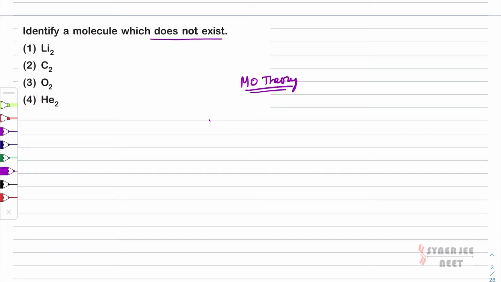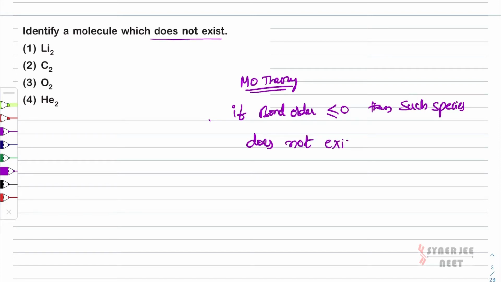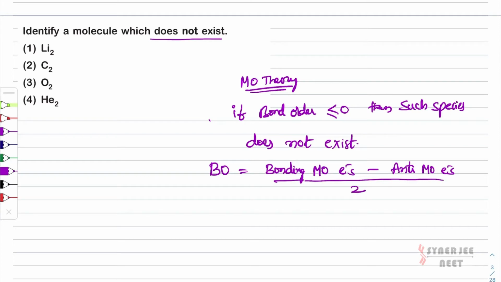MO theory says if bond order is less than or equal to 0, then such species does not exist. What is the bond order? Bond order is given by bonding molecular orbital electrons minus anti-bonding molecular orbital electrons, divided by 2. That is given as the bond order definition.